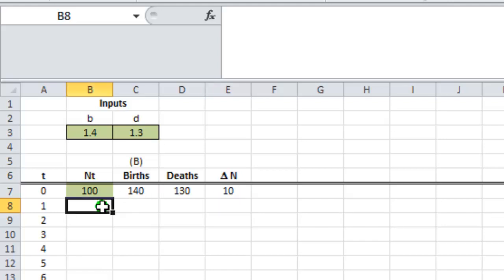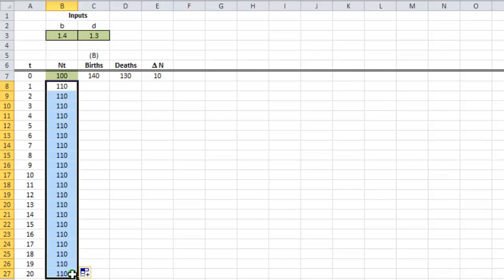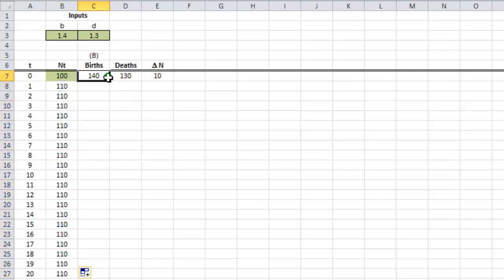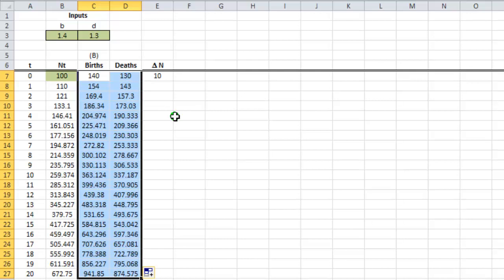At this point, we're ready to enter an equation into cell B8 that calculates the number of individuals in the population in time step number 1. That's just going to be the number we had in the previous time step. Add in all of the new births and subtract off all of the deaths. And we press OK and drag this formula through, and we see that we need to also drag our births through as well. And now we have our dynamics.